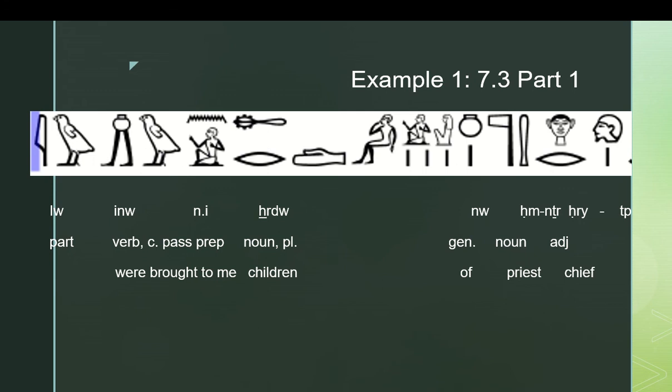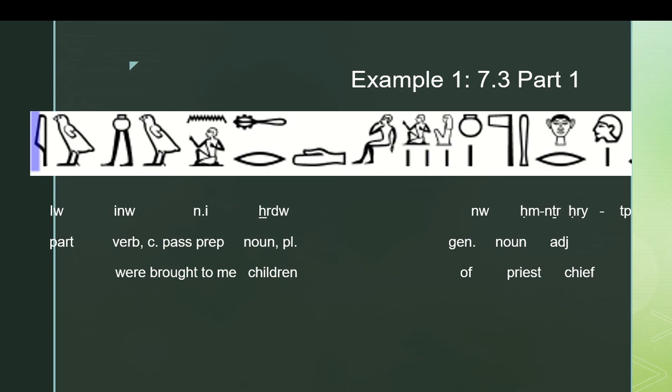If we were to take the ne as modifying the inu, as being part of all that, it would become a present, and with the I as the subject, it would become something like "I am brought the children," which doesn't really make any sense. I guess it could, but it just doesn't seem nearly as likely as saying the children of the chief priest were brought to me.